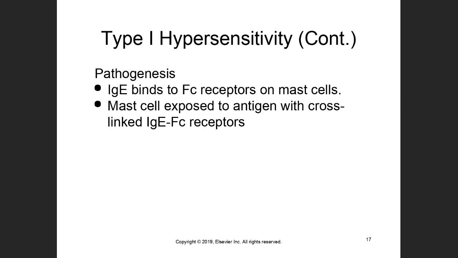Pathogenesis, we keep going with hypersensitivity 1. You see again immunoglobulin E. Remember immunoglobulin E, hypersensitivity type 1. Okay, that's the most important. Fc receptor, this is one part of the immunoglobulin. Okay, immunoglobulin has a structure, and one part of the structure is the Fc.